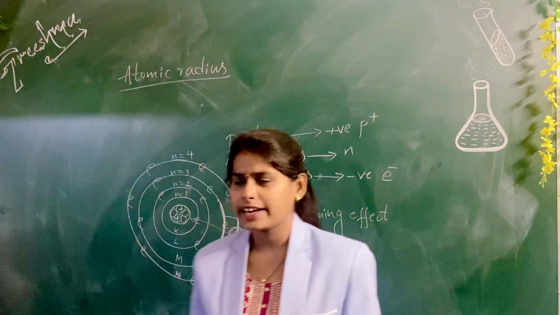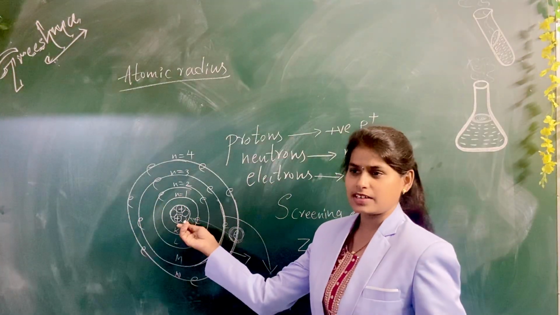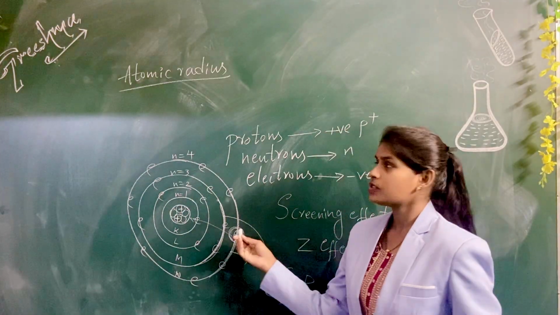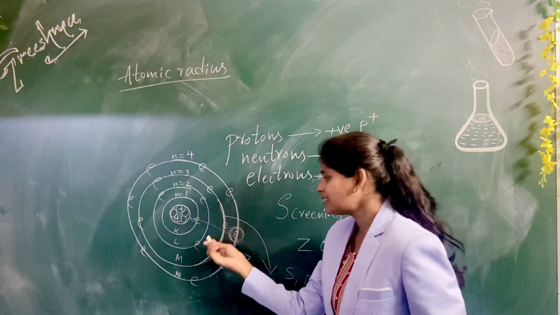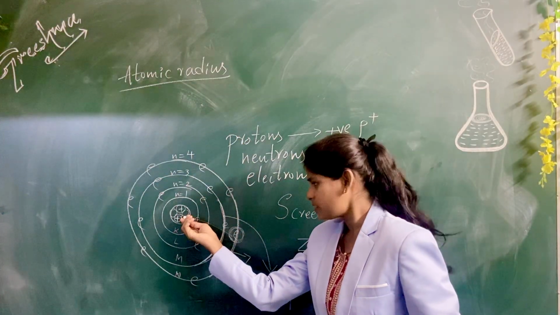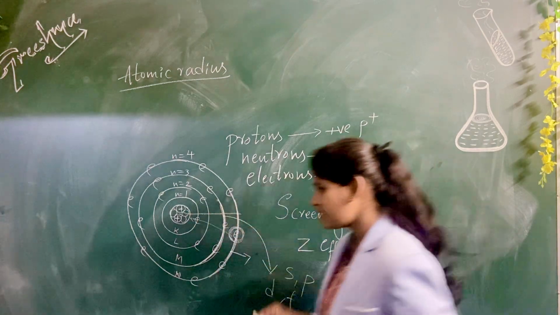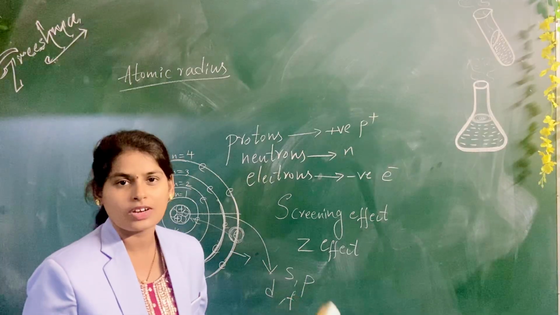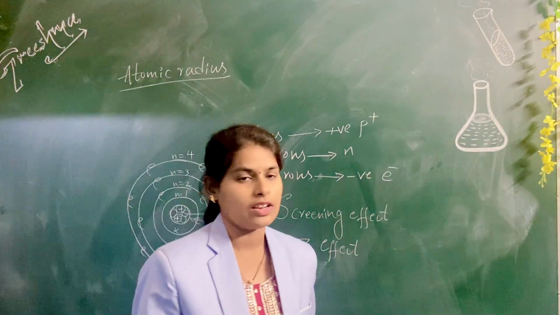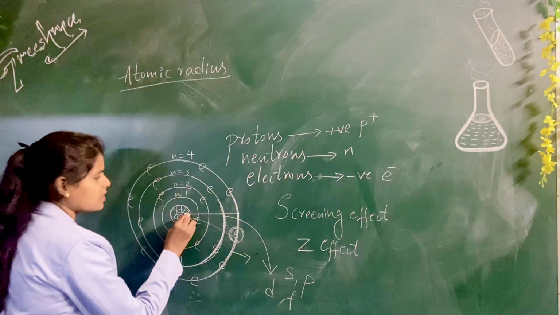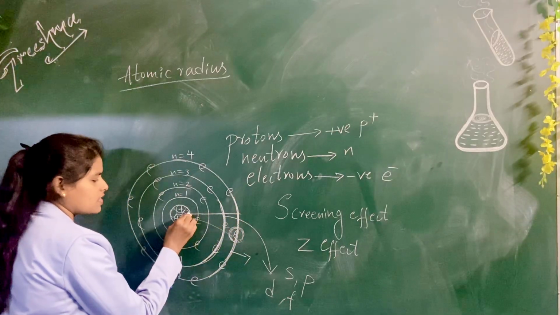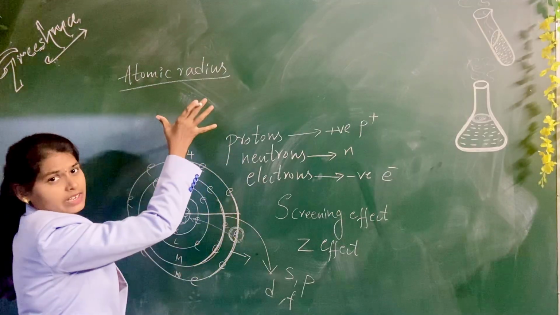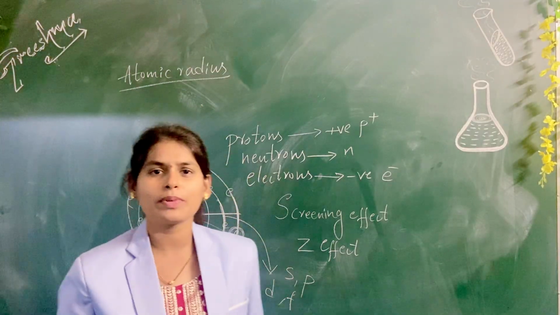If you consider an atom, there is a nucleus in the center, and around the nucleus there are shells, as I told already, and this will be the outermost shell. Talking about atomic radius, it is the distance from the center of the nucleus to the outermost shell, that means this distance. As I already told, the outermost shell is also called the valence shell or the last shell. So the distance from the nucleus to the last shell is known as atomic radius.